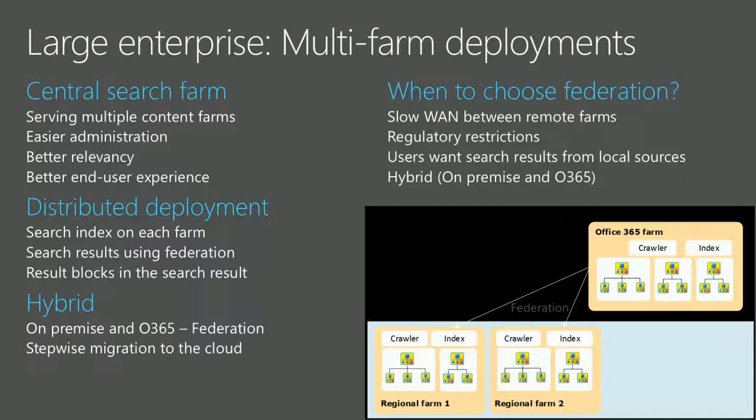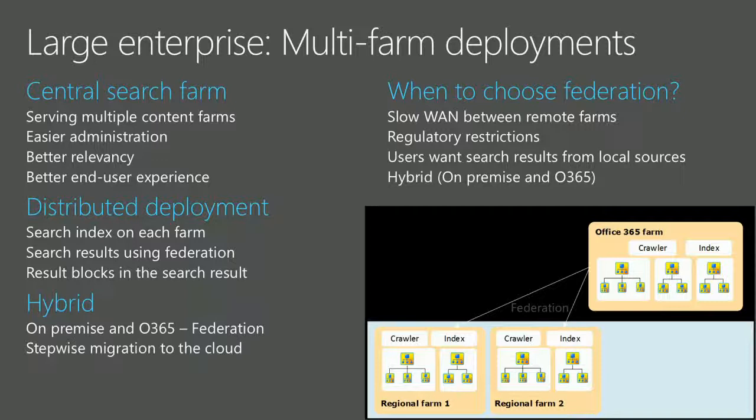So when to choose federation? When you have a slow WAN between remote farms, so that precludes the crawler from performing at any particularly fast pace. Regulatory restrictions. This is one I'm actually going to show. The next slide or two is an actual live demo of pretty much needing all these things at the same time, where data has to stay in a particular country. Users actually want results from local sources.